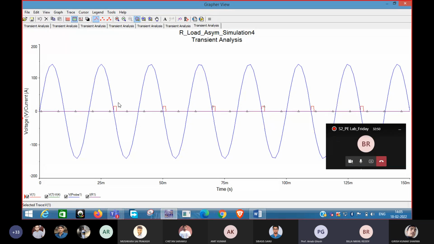Yes, sir. Zero output. So you can see your gate pulse is shifted to 180 degree. Yes, sir. So no output. Am I right? Yes, sir. Okay, good. Now show me the results of the RLE load.